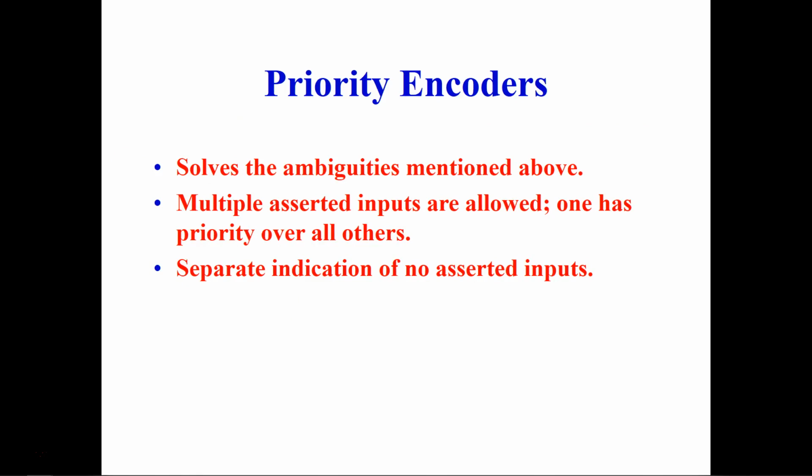Multiple asserted inputs are allowed. One has priority over all others. Separate indications of no asserted inputs. So this priority encoder's output corresponds to whatever the currently active input is which has the highest priority. So when the input with the highest priority is present, then the other inputs with lower priority will be ignored. So let's see that.